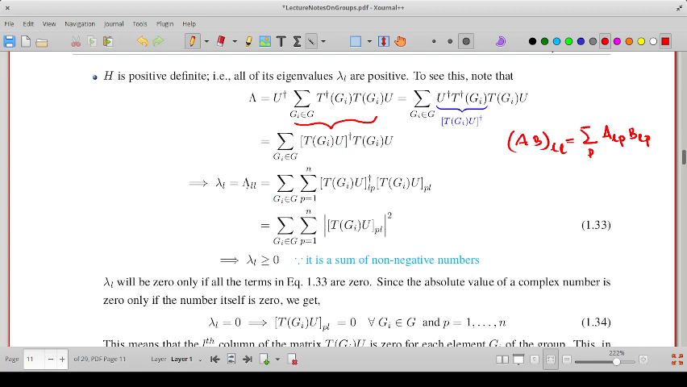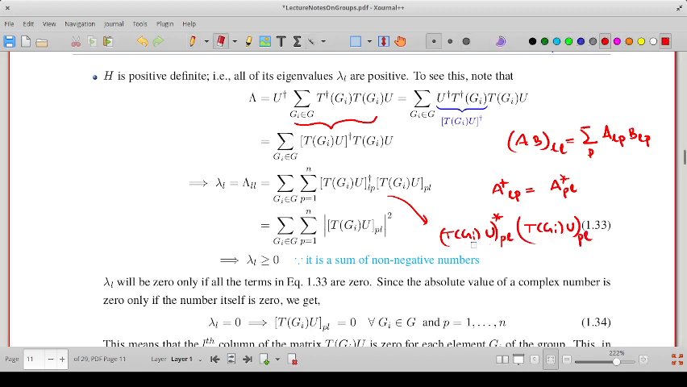So using this formula, I have lambda l, which is equal to lambda ll, is this summation. Then this summation over p, running from 1 to n, then the lpth element of this times the plth element of this. So t g i times u dagger lp times t g i u pl. Now a dagger lp is equal to a star pl. So this is equal to the complex conjugate of the plth element of t times u. So this can be written as t g i u, the plth element, and then the complex conjugate, times t g i u, the plth element.